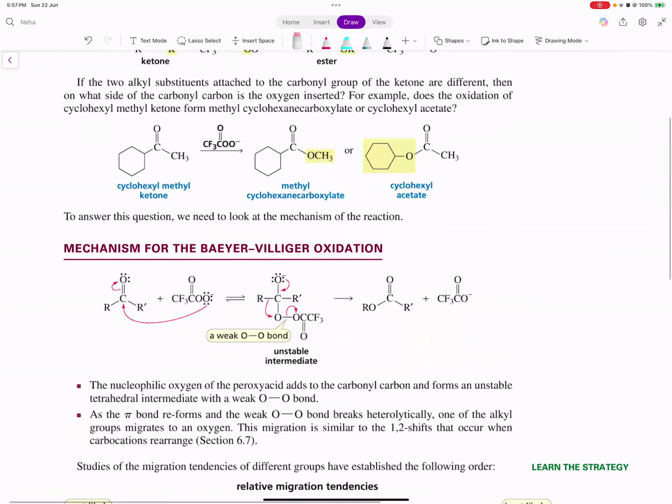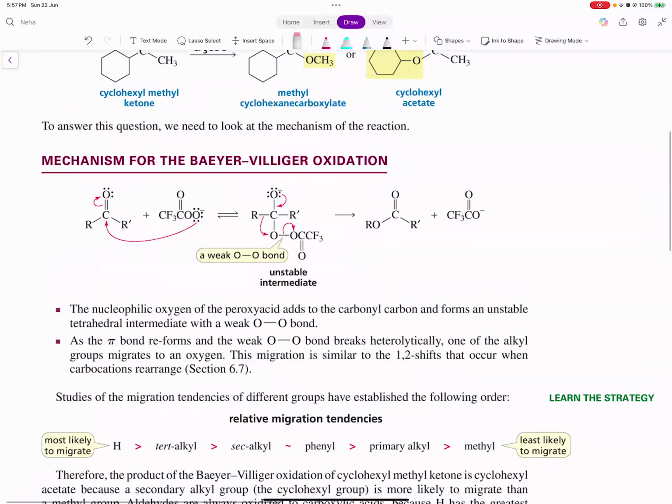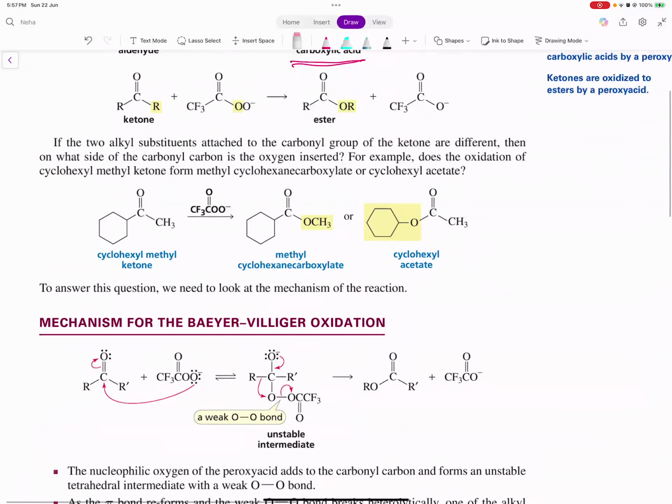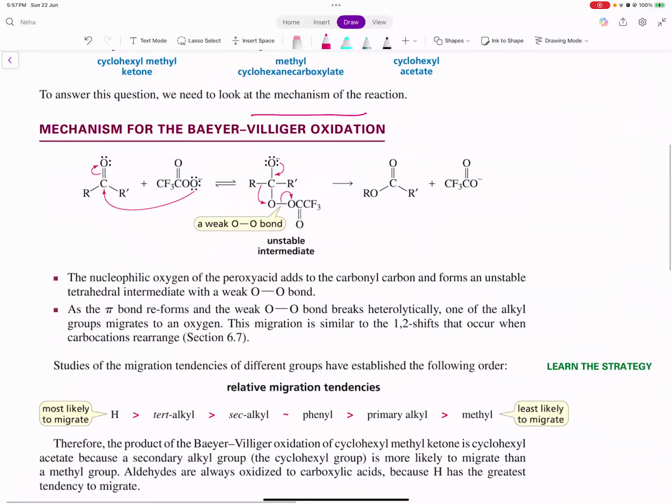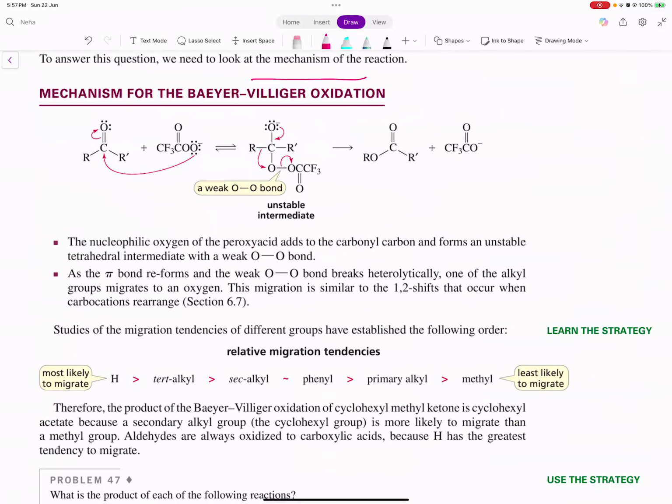And this is the mechanism. This is the Baeyer-Villiger oxidation. It's a name reaction, but you don't need to go much into the mechanism, though you can still see it. Now, here is what is important.